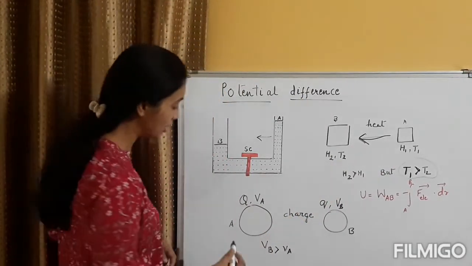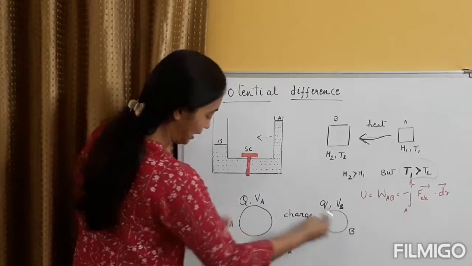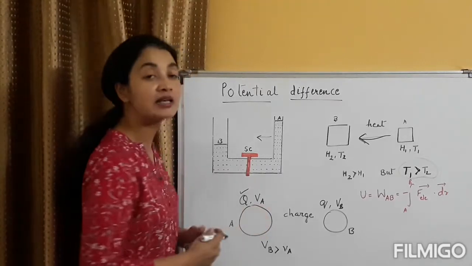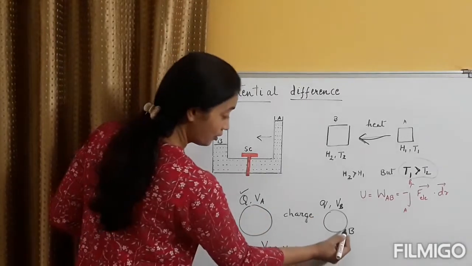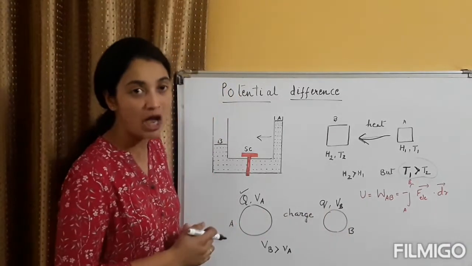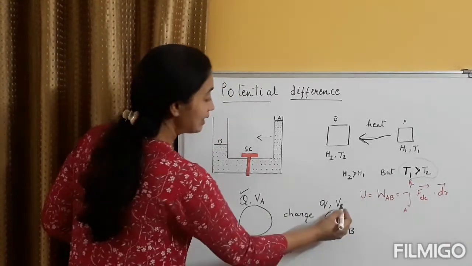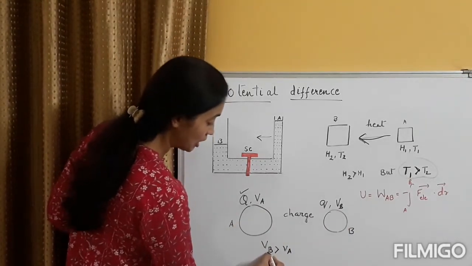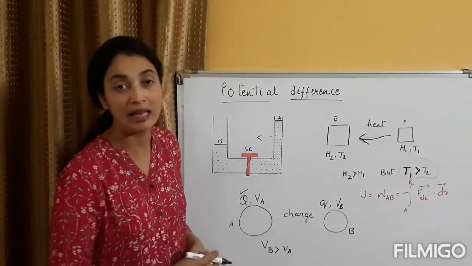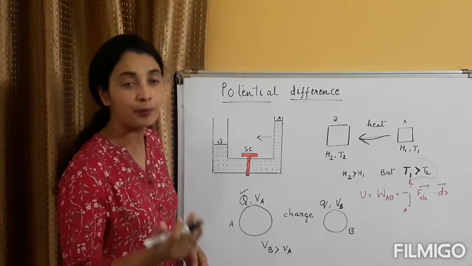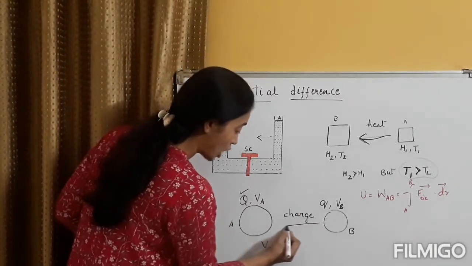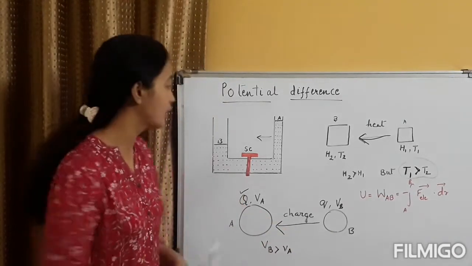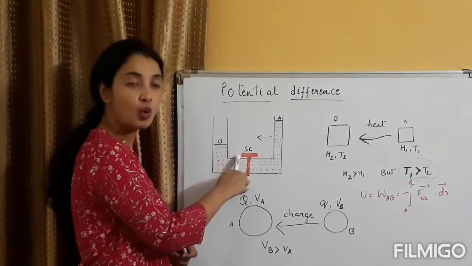The third situation: if we have two bodies A and B, the body A is having a greater amount of charge, capital Q, and it is at a potential VA. The body B is having a smaller amount of charge, less in magnitude, small q, and it is at potential VB. But the value of potential VB is greater than VA. It is given. If B is at higher potential, then the direction in which charge flows is from B to A.